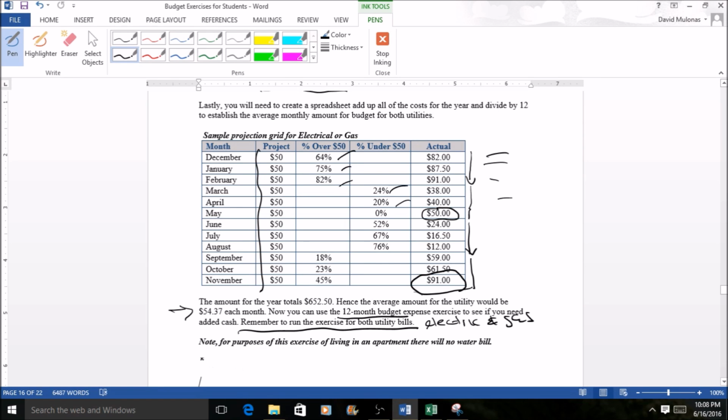One last thing. A lot of households will have a water bill. In this case, since you're leasing an apartment, we're going to say that the water's thrown in because it's pretty common. So that's going to conclude this exercise. Take your time, get it right, check your numbers, make sure they're good, and then include the utilities for gas and electric in your budget.